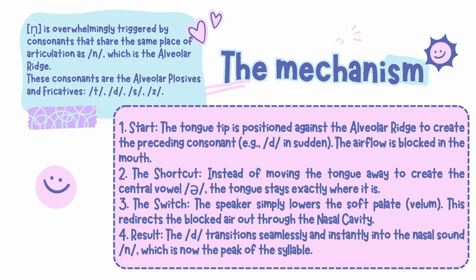When we say words like sudden, our tongue is already touching the alveolar ridge to make the d sound. So, instead of moving the tongue away to make the vowel schwa, we take a shortcut. We just lower the soft palate to let the air out through the nose, immediately turning d into an n.